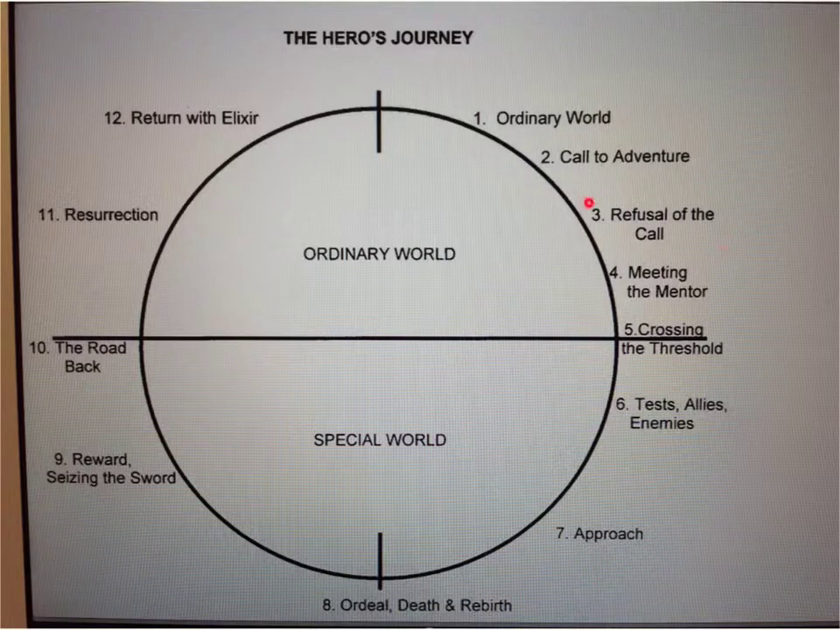Third stage is the refusal of the call. So the hero is reluctant at first. Often at this point, the hero balks at the threshold of adventure. After all, he or she is facing the greatest of all fears, fear of the unknown. At this point, Luke refuses Obi-Wan's call to adventure and returns to his aunt and uncle's farmhouse only to find that they've been barbecued by the Emperor's stormtroopers. Suddenly, Luke is no longer reluctant and is eager to undertake the adventure.